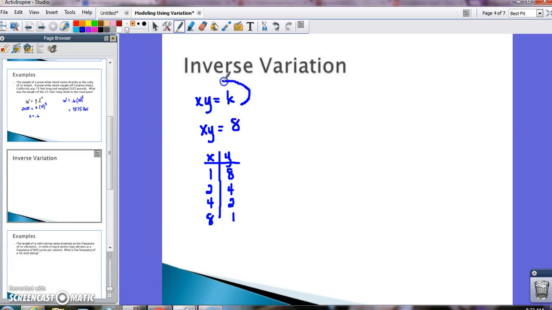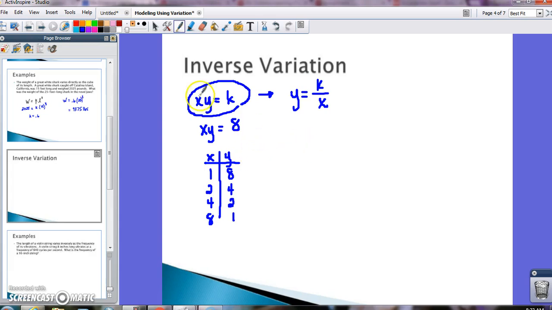Here's the thing, we don't normally write it like this. We normally write it in terms of y. So in this case, it would be y is equal to k over x. But that's the idea. As one is getting larger, the other one has to get smaller. That's just the idea behind it.